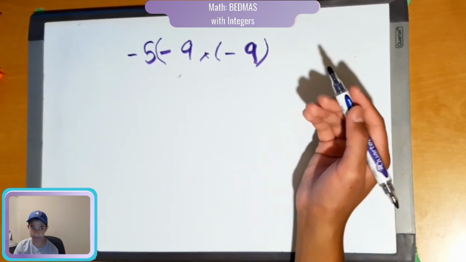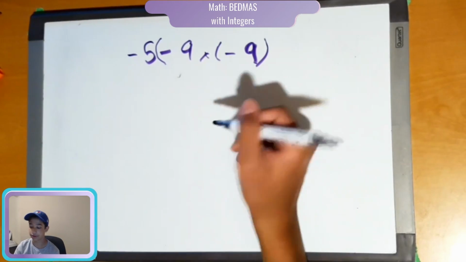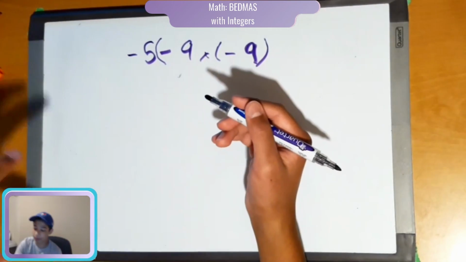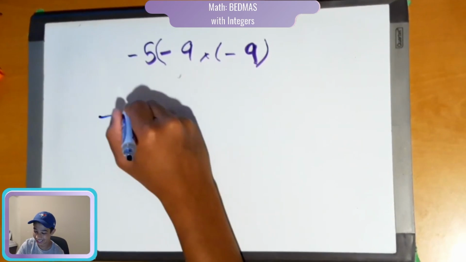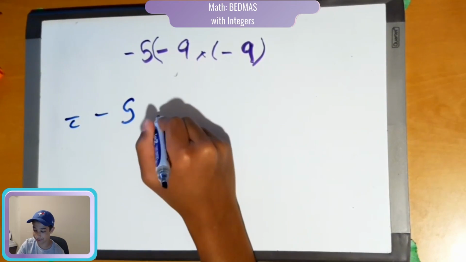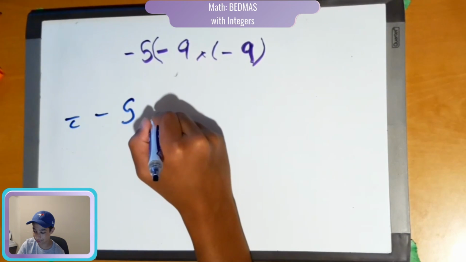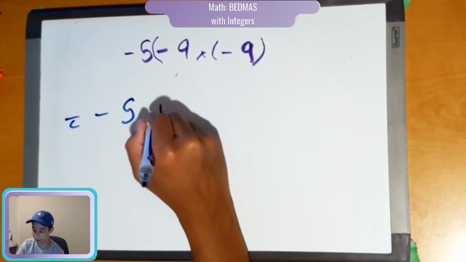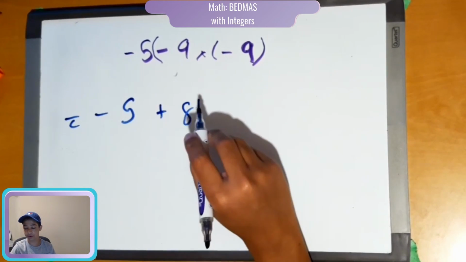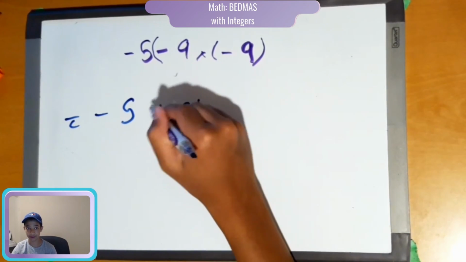We know that 9 times 9 is 81. So negative 9 times negative 9, since they're both negative, is going to make it positive. So we're going to end up with negative 5 plus, because it's positive, plus 81. So yeah, we have to include that now to make the equation work.